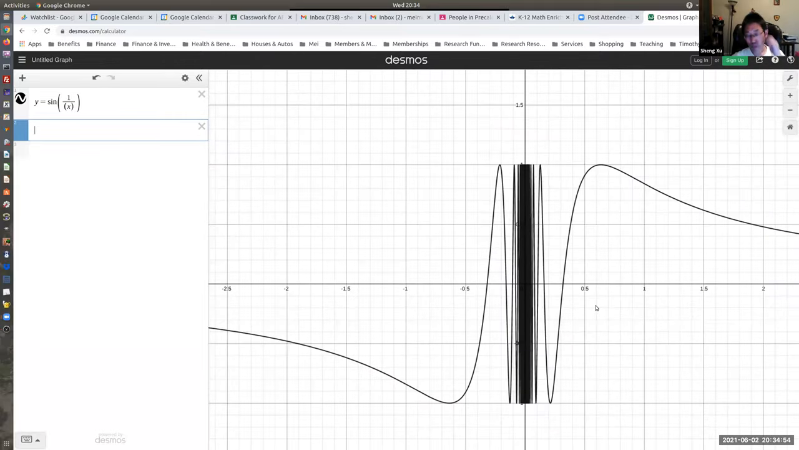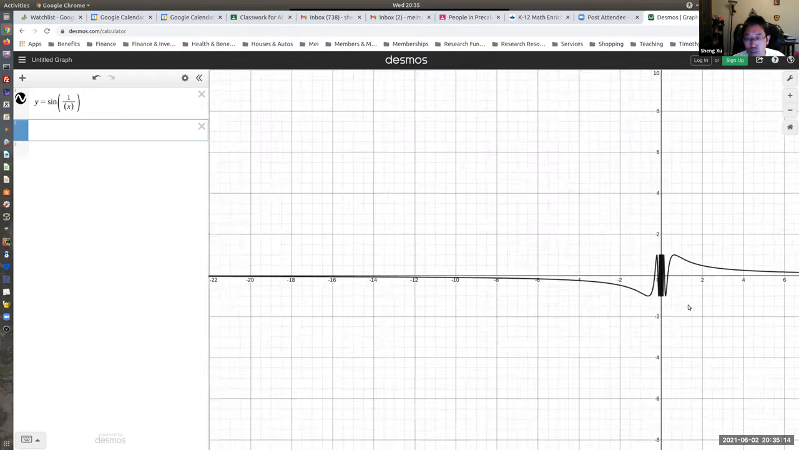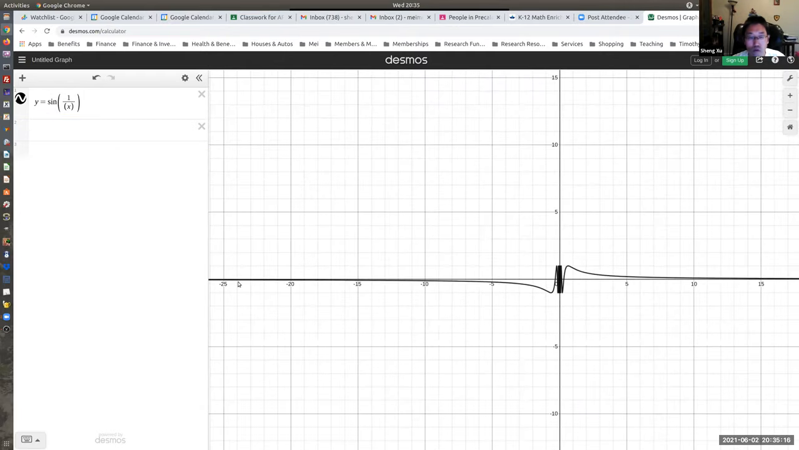We know sine oscillates between negative one and one. That's what you see here. When x is very large, one over x is almost zero, so you get zero, and you have this horizontal asymptote, the x-axis. If you zoom, you see that it's almost zero when x is large enough.